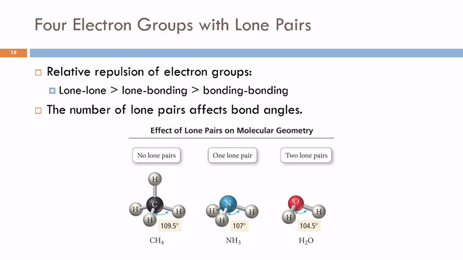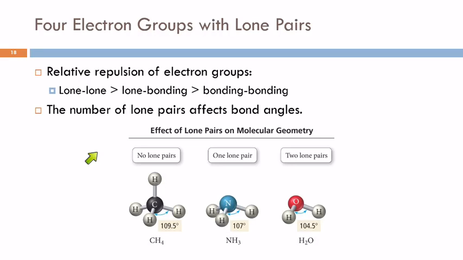So here's a relative repulsion of electron groups. Lone pair is the most repulsion. A lone pair with a bonding pair is in the middle, and 2 bonding pairs with each other are less repulsive than the others. What about a single electron? I think a single electron with any of those, like a single electron with a bonding pair, would be less repulsive than bonding and bonding. That's probably not going to come up, though.